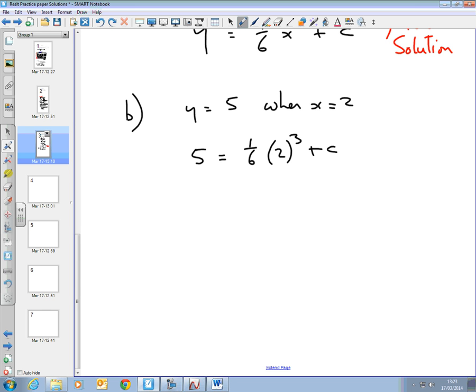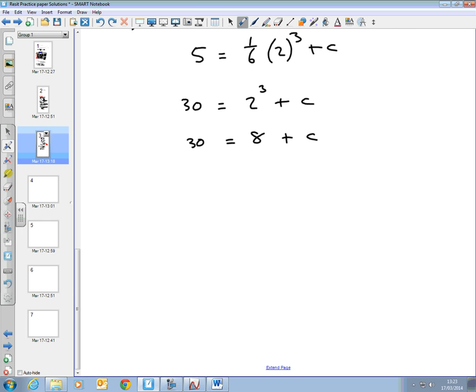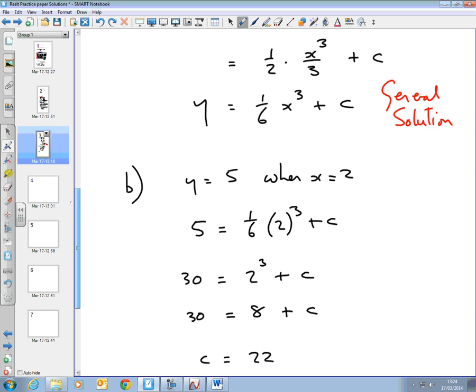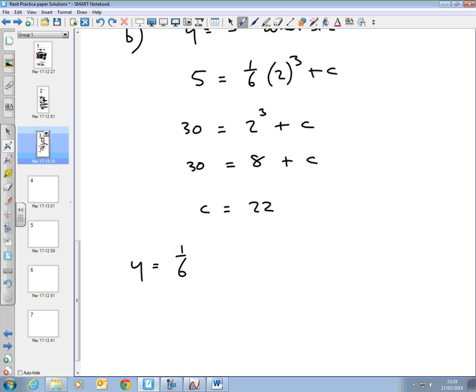So multiplying both sides by 6 to get rid of the 6, 5 times 6 is 30, equals 2 cubed plus c. 2 cubed is 8, so 30 equals 8 plus c. So subtracting 8 from both sides, I get c equals 22. So my particular solution is y equals 1/6 of x cubed plus, in other words the original formula, but now I know what c is, 22. So that's the particular solution.